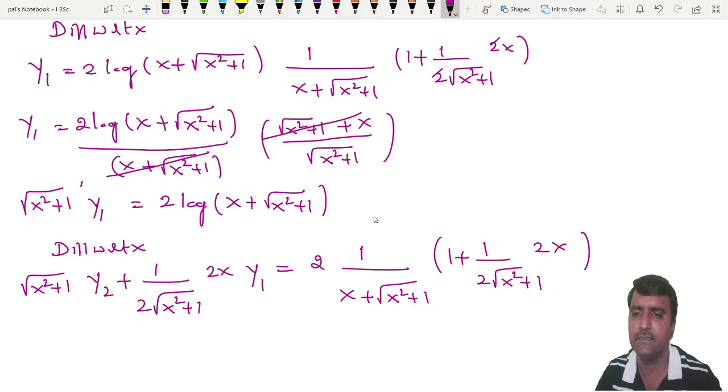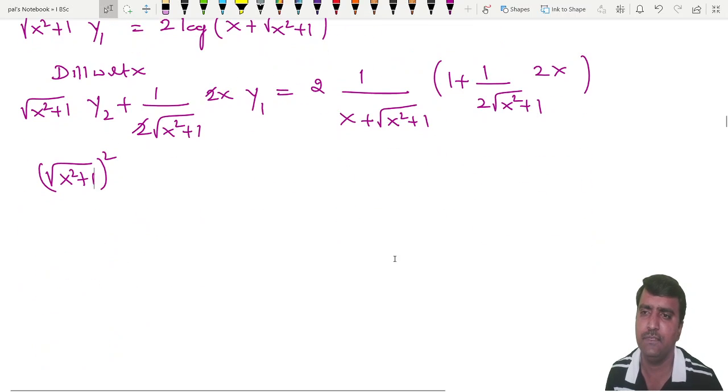Close this bracket. Here you can cancel this 2 and 2. Take root of x square plus 1 as the LCM. Root of x square plus 1 into root of x square plus 1 is root of x square plus 1 whole square.